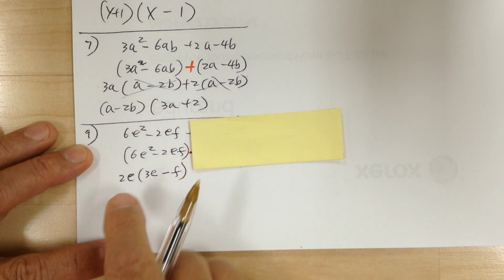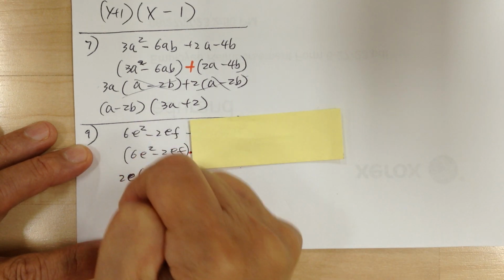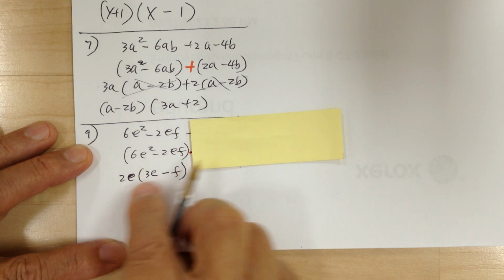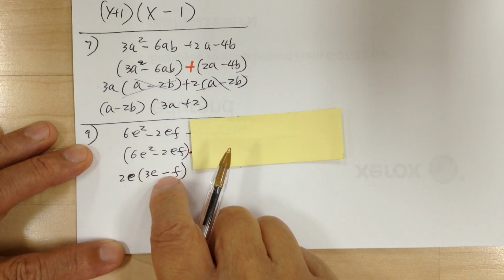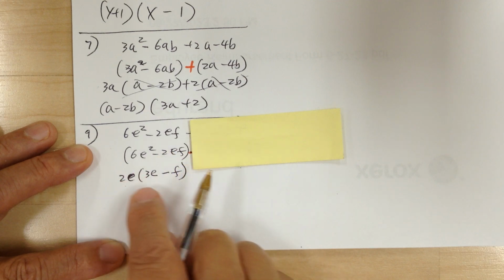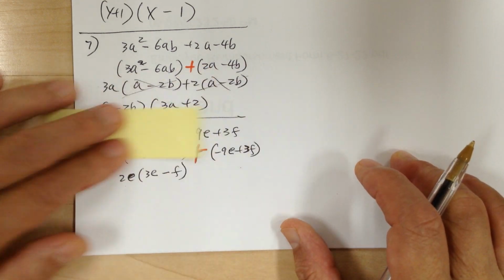You can do a quick check. Okay, so 2 times 3 give you 6. E times e give you e squared. For this one, negative match. Number 2, alphabet e and f, right? So you can do a quick check.